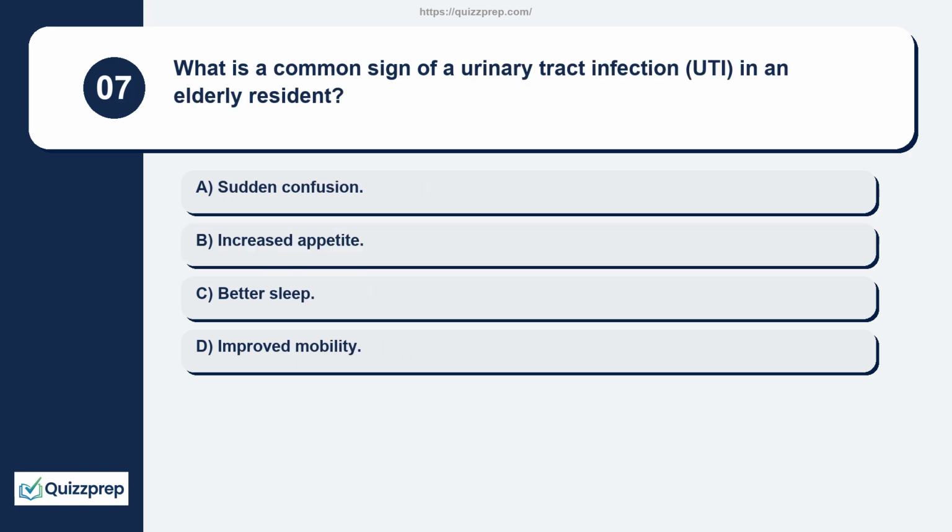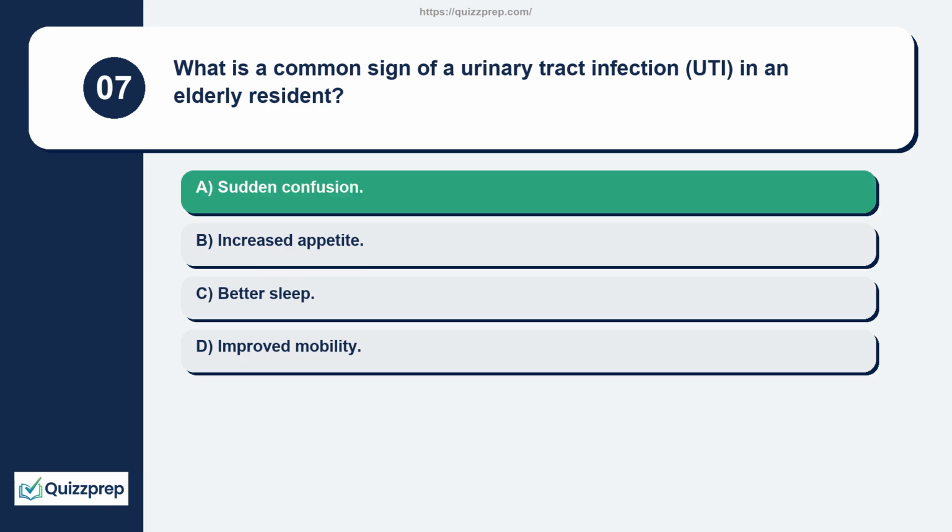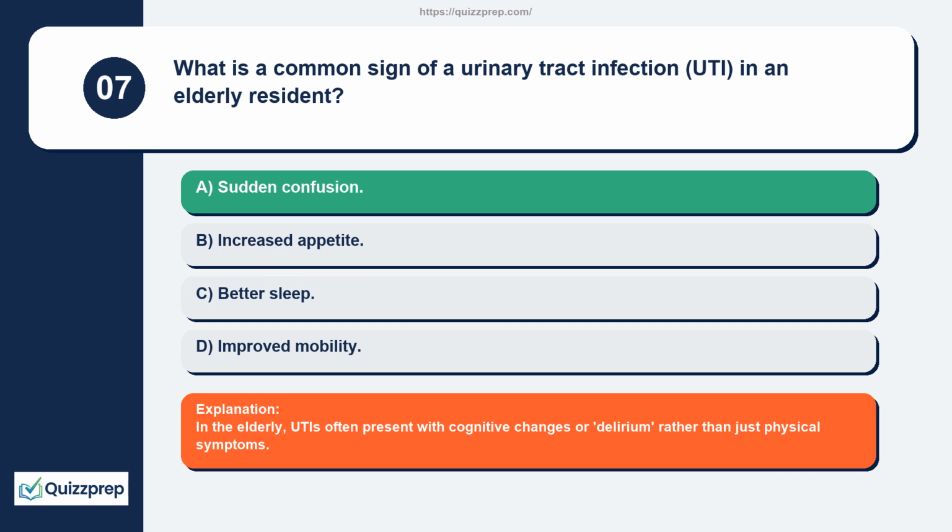Question 7. What is a common sign of a urinary tract infection, UTI, in an elderly resident? Sudden confusion, increased appetite, better sleep, improved mobility. In the elderly, UTI often presents with cognitive changes or delirium rather than just physical symptoms.